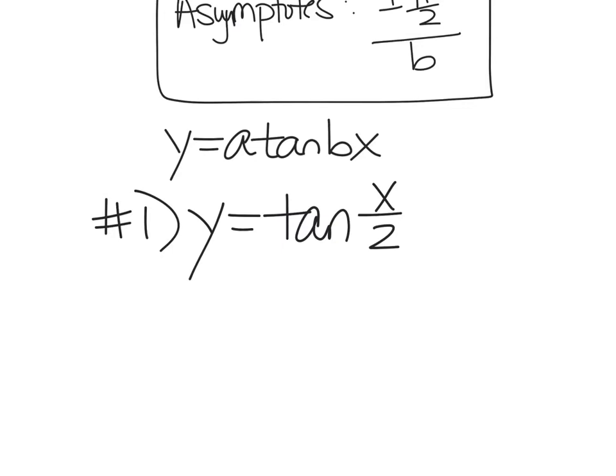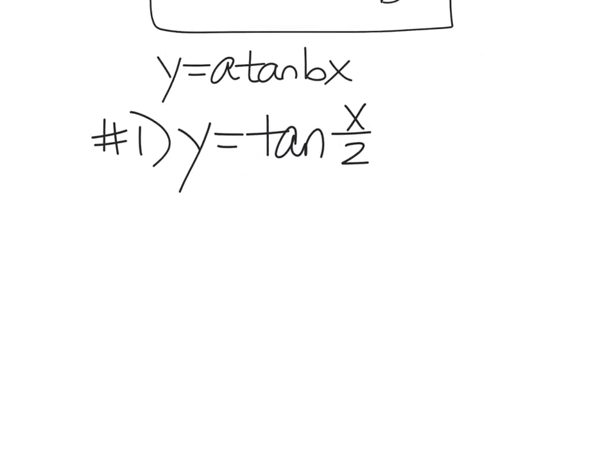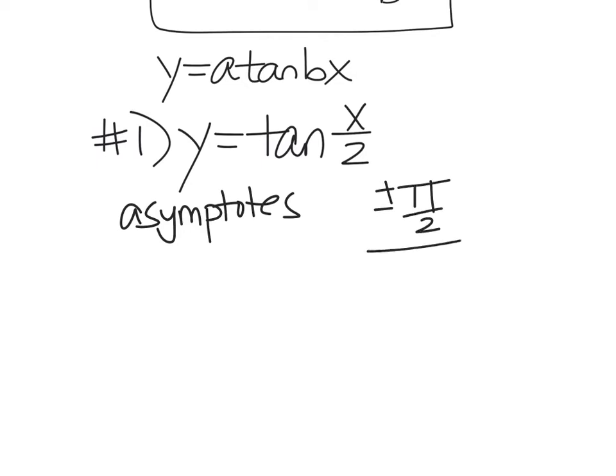Okay, so here we go. This is how I start by graphing these, especially if I've memorized that plus or minus pi over 2. So I would say that my asymptotes are going to be at plus or minus pi over 2 divided by b. And what's b in this case? 1/2. Perfect. Flip it, multiply. My asymptotes are going to be at x equals plus or minus pi.